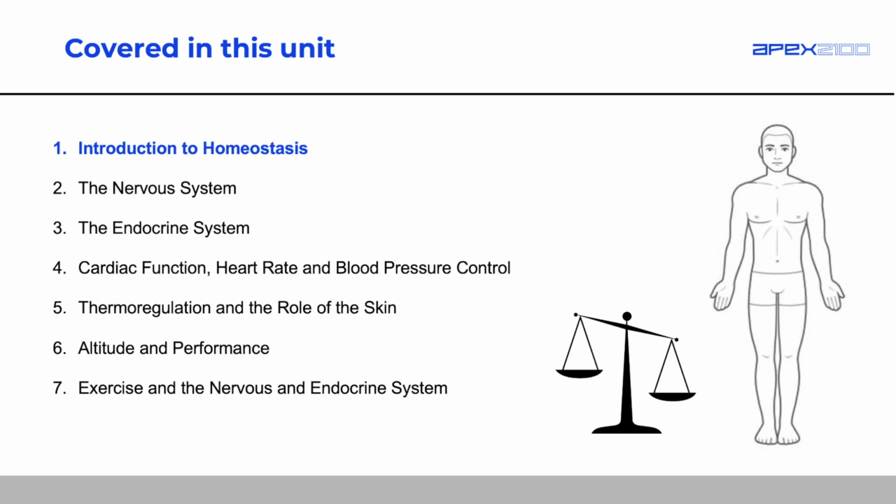and then we'll look at some specific examples of how those systems work in different environments, for example, like exercise in the heat, exercise in the cold, altitude, etc. So to begin with, we're going to look at homeostasis.